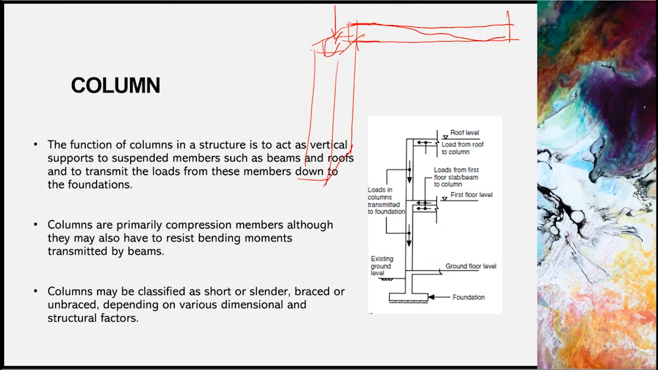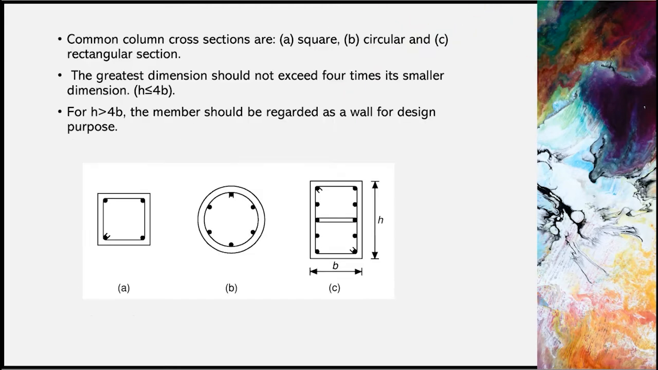Columns may be classified as short or slender, maksudnya column jenis pendek ataupun column yang jenis kurus dan tinggi. Braced or unbraced, meaning dia ada support, extra support or not, depending on various dimensions and structural factors. So ada many types of column. Common column cross sections are square, circular and rectangular sections. You can refer to this figure. So we have square, round and rectangular.